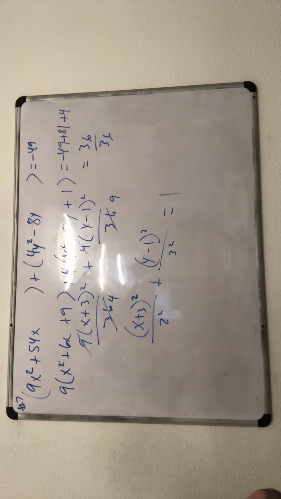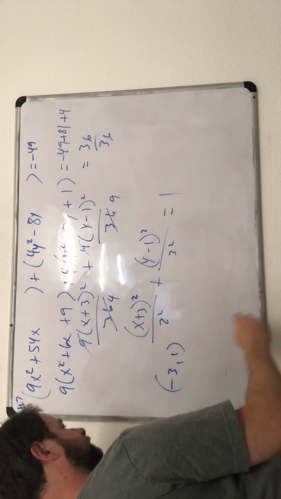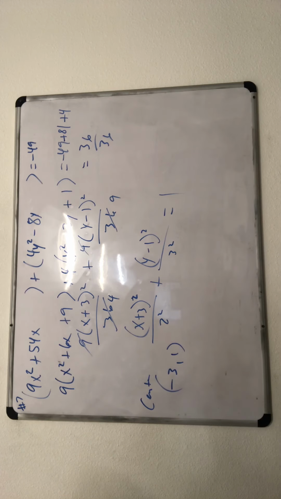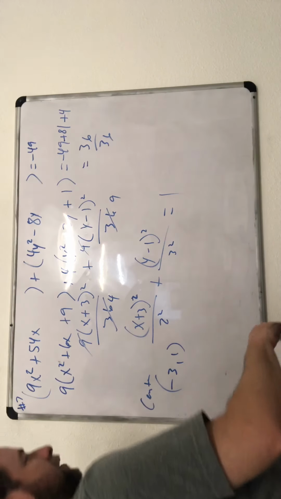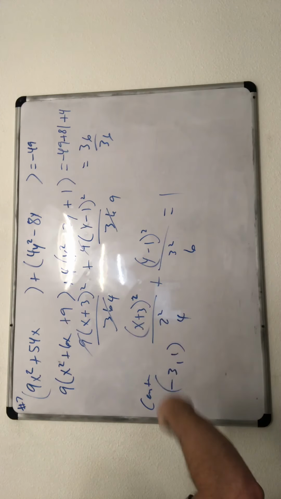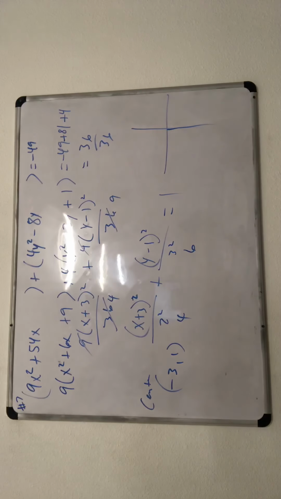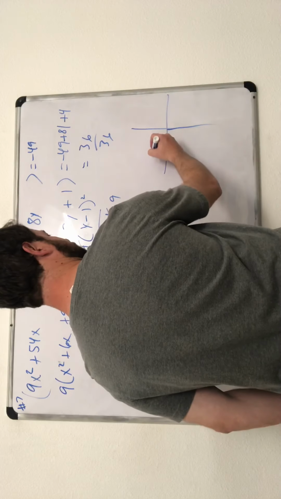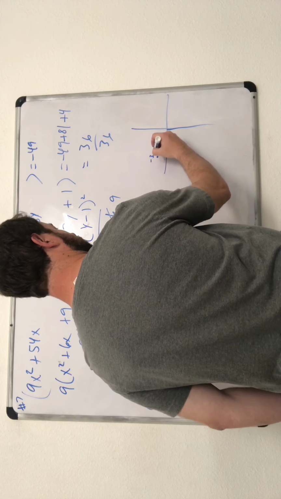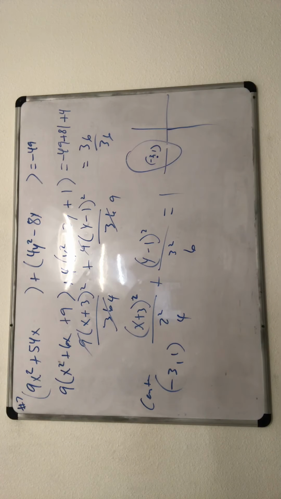Then you just graph this as you normally do. The center is going to be at negative 3, 1. That's the center of this ellipse. And then our major axis is 6, and it'll be up and down. Our minor axis is 4, and it'll be left to right. So when graphing this, it is going to look something like negative 3, 1. There is our center line, and it's going to be something like that.